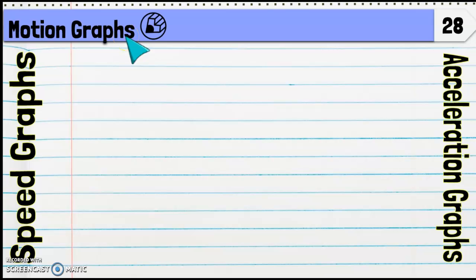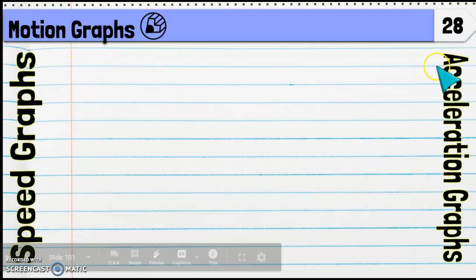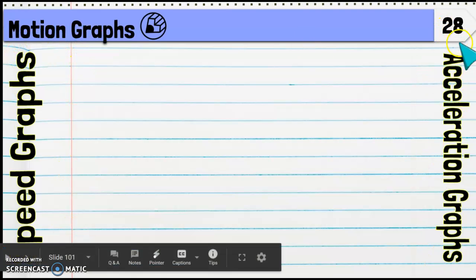In this unit, we've already talked about speed, velocity, and acceleration. And in today's lesson, we're going to look at motion graphs. So specifically, we'll look at speed graphs and acceleration graphs and compare the difference between the two.